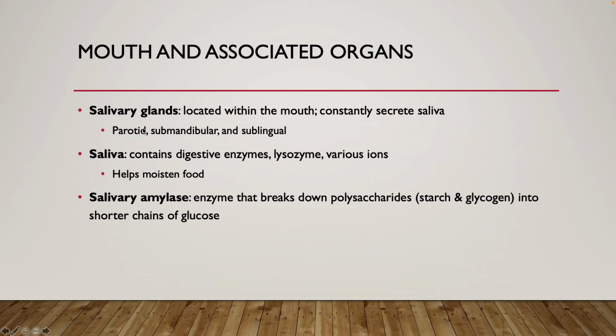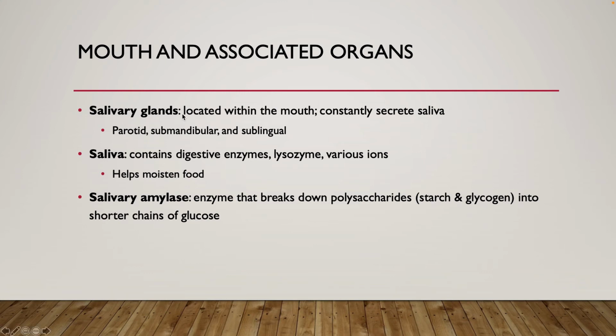Now, the parotid gland is really the one that isn't named super descriptively like these other two, but it's going to be located along the lateral aspect of your cheek, a little bit posteriorly, kind of where the ramus of your mandible is located.